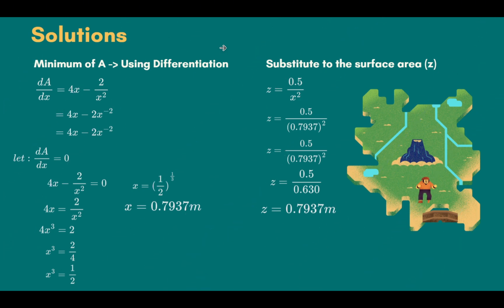This x value is equal to our width and length, and after that we can find our height by substituting our x value into the volume formula. So finally we have all our dimensions: height, width, and length.